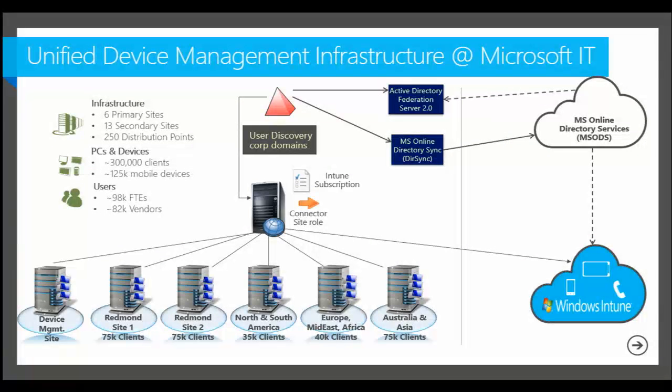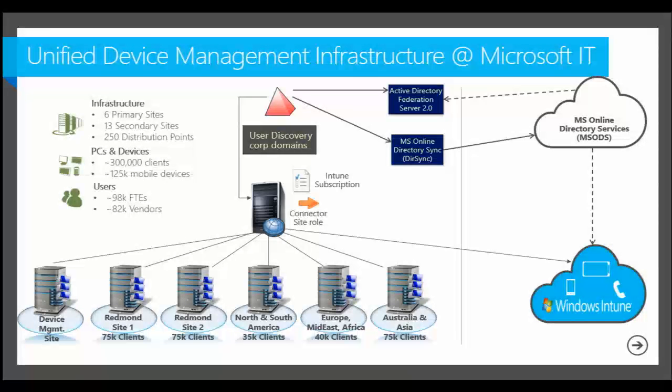This is an overview of our actual production infrastructure. We have about 5 primary sites for managing PCs. At Microsoft, we have approximately 300,000 PCs, and the primary sites are all geographically located according to the density of population of our users.